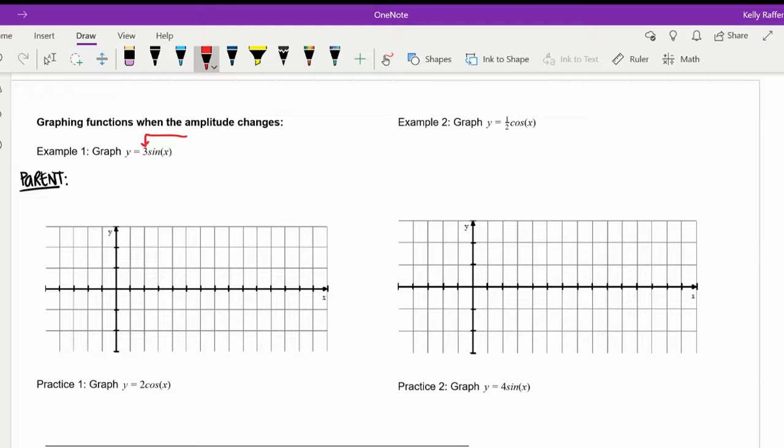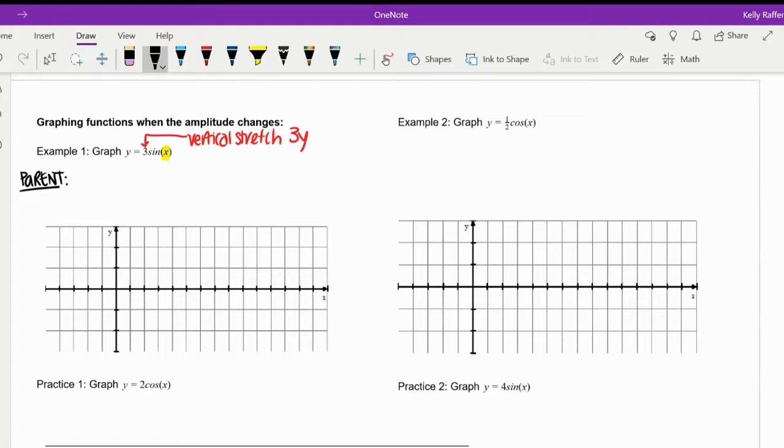So this 3 outside of the parent function, if it's not in the parentheses with the x, that means it changes the y. That's some stuff we did from early on this year. So that 3 is going to be a vertical stretch. It's going to multiply all of the y values by 3.